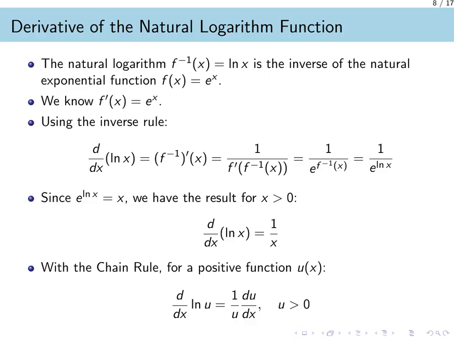For our case, the original function f is e to the x, so its derivative is also e to the x. Substituting this into the rule gives us 1 divided by e raised to the power of the natural log of x. Since the exponential and natural log functions are inverses, they cancel each other out, so e to the power of the natural log of x simplifies to just x. This leaves us with the wonderfully simple result that the derivative of the natural log of x is 1 over x. For a positive function u, the chain rule extends this to 1 over u times the derivative of u.